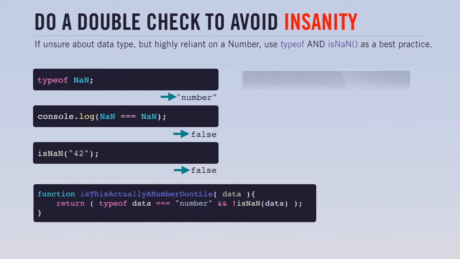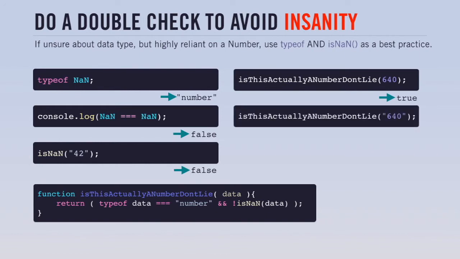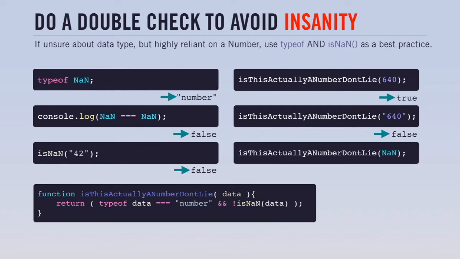Checking that out over here, if I call isThisActuallyANumberDontLie on 640, I get true because cool, that's a number and it's also not NaN. If I call that method on the string 640, well, the first part of my compound conditional breaks because typeof data is not in fact a number, and so I get false. And now here's where the money is. This is where you have avoided getting any wrong answers back. isThisActuallyANumberDontLie on NaN? That's going to be false because the second part of our compound conditional will not be correct.